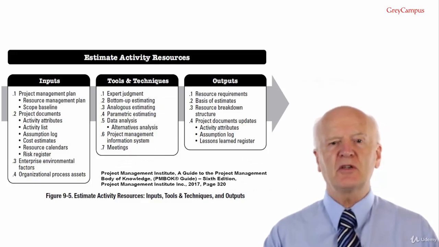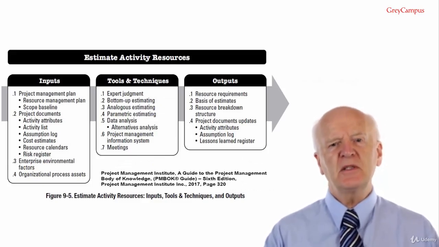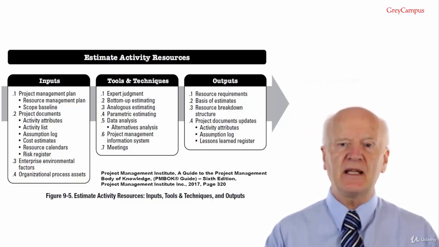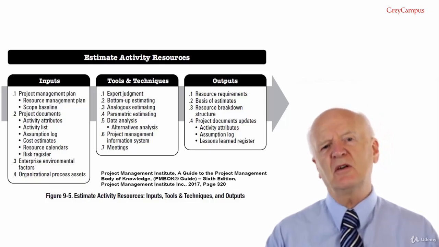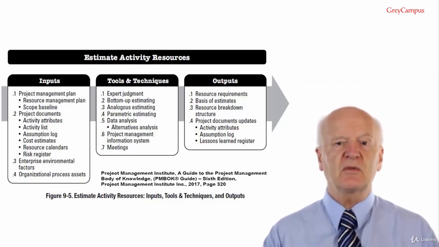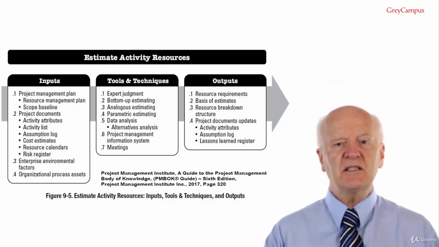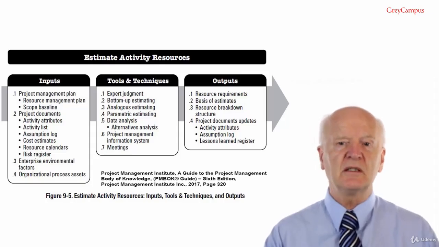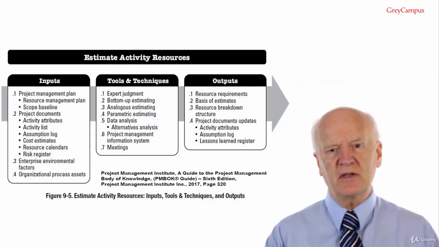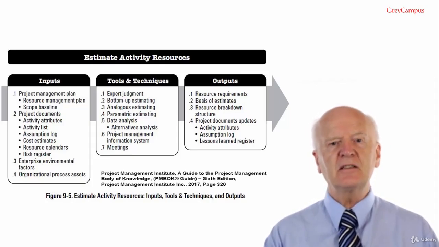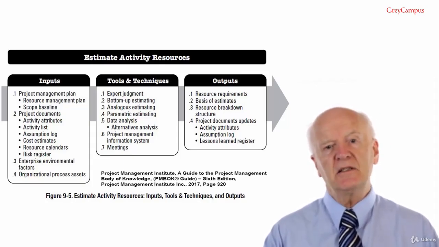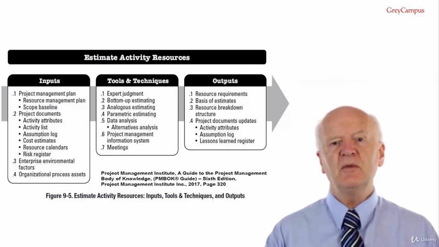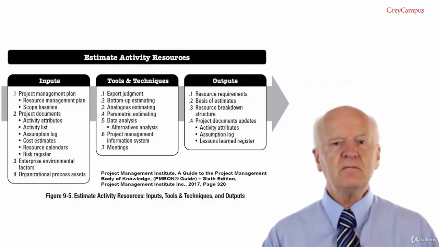Output number 4, project document updates. The documents that need to be updated as a result of carrying out this process include activity attributes. The activity attributes are updated with the resource requirements. The assumption log is updated with assumptions regarding the type and quantity of resources required. Additionally, any resource constraints are entered, including collective bargaining agreements, continuous hours of operation, planned leave, etc.